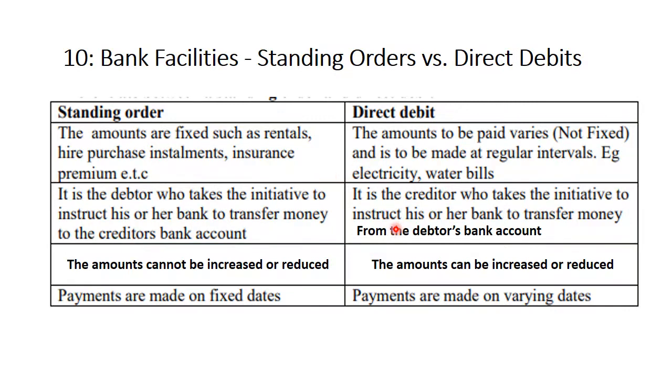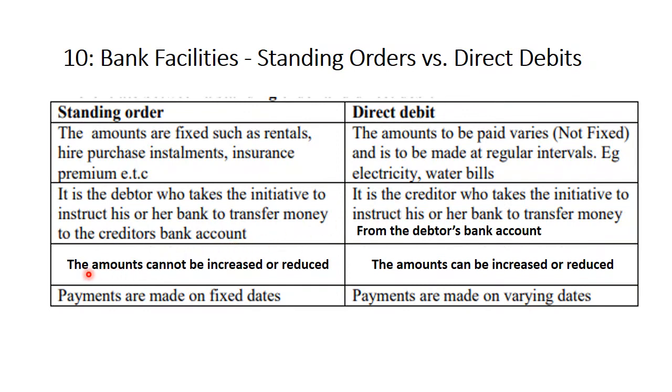Well, direct debit, on the other hand, it is the creditor who takes the initiative to instruct his or her bank to transfer money from the debtor's bank account, meaning that in this second scenario, the person who is expecting to be paid is the one who is going to instruct his or her bank to have money transferred to his account from the debtor's bank account, or from the person who is supposed to pay. So that's the difference. Here it is the person who is supposed to pay who initiates. Here it is the person who is supposed to be paid who initiates.